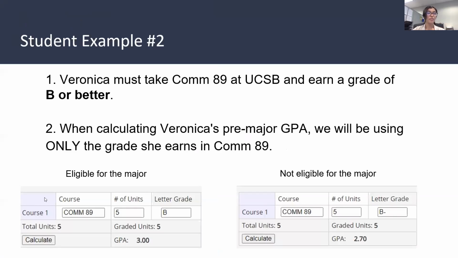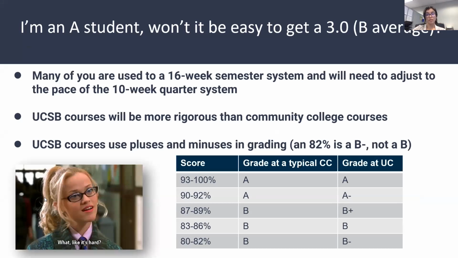So number 1, Veronica must take Comm 89 at UCSB and earn a grade of B or better. And when calculating Veronica's pre-major GPA, we will be using only the grade she earned in Comm 89. So you'll see on the left side example that if Veronica gets a B in Comm 89, she is eligible for the major since she received a 3.0. And on the right side example, if she gets a B- in Comm 89, her pre-major GPA will be below a 3.0, so she will not be eligible for the comm major.